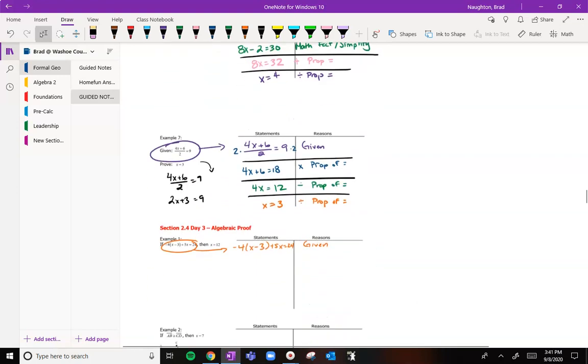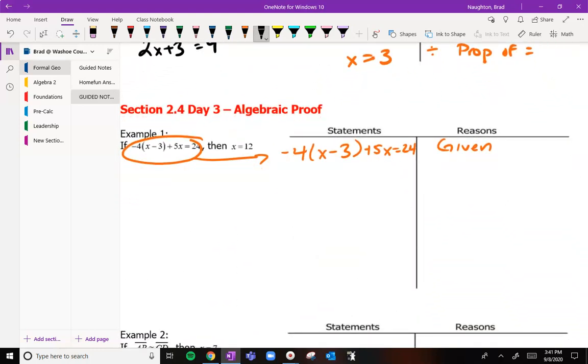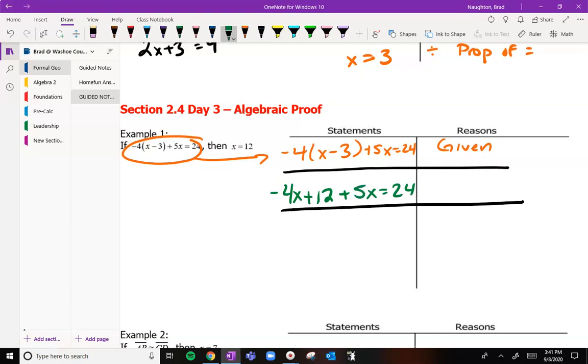Same thing there. So, ladies and gentlemen, how do we solve? Well, clearly we're going to distribute. So I would have a negative 4x plus 12 plus 5x is equal to 24. And then remember, in the second one, we always put our reason, so distributive property. All right, the next, we're going to combine like terms because these are on the same side. So I get x plus 12 is equal to 24.